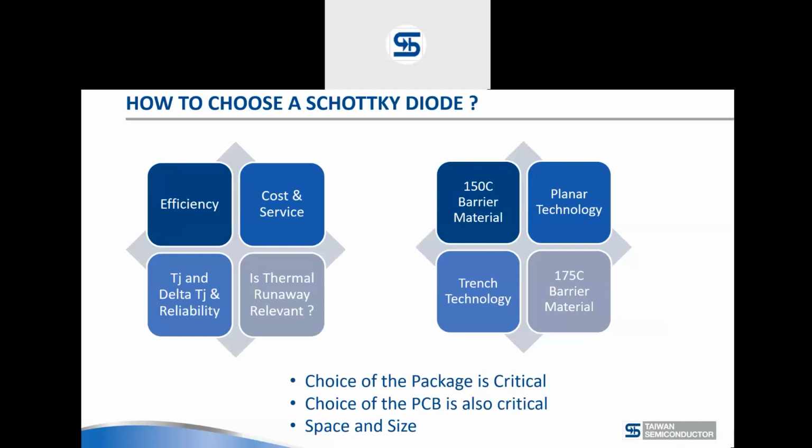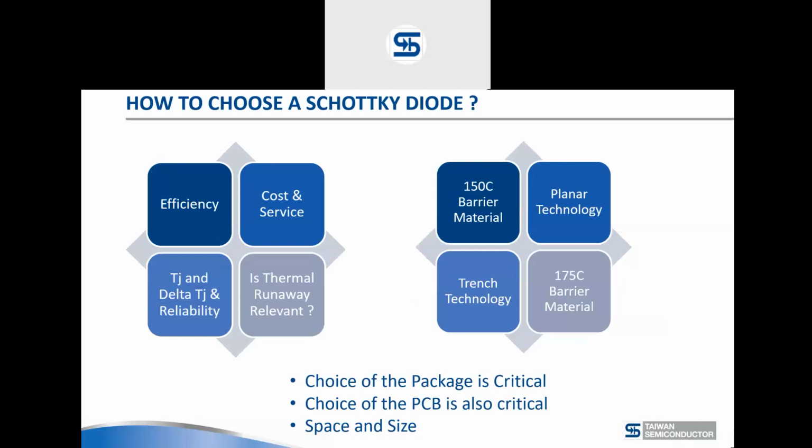And is thermal runaway irrelevant? Then of course you want to have this 175 degree C barrier material. But then efficiency is also helped, for example, by trench and so on. So there are no simple links. There are usually at least two factors influencing each demand on efficiency or cost and service. We made the most important links here, but you also have to think a little bit more about the secondary links that are still working here.